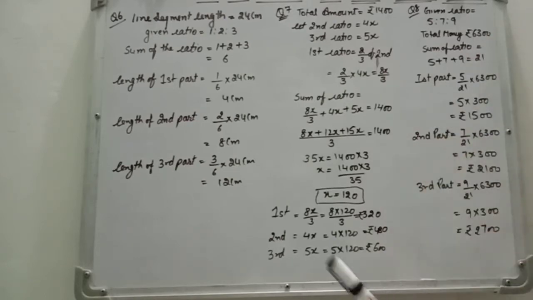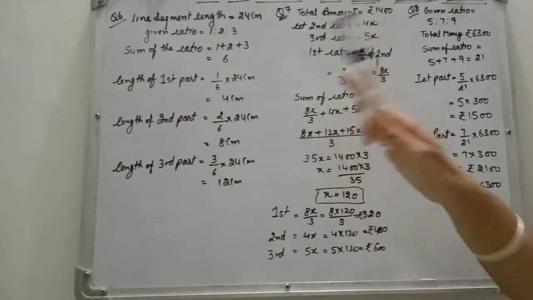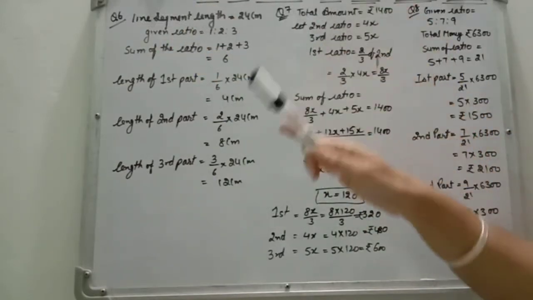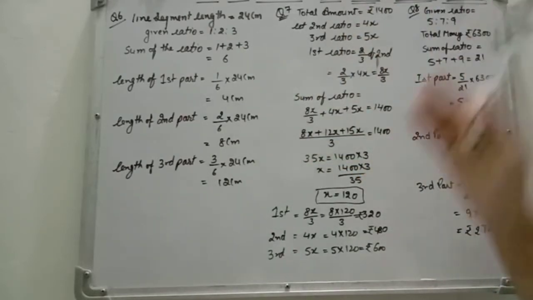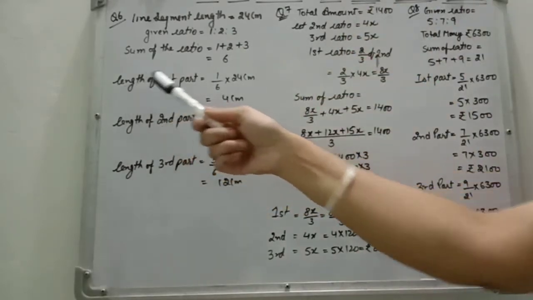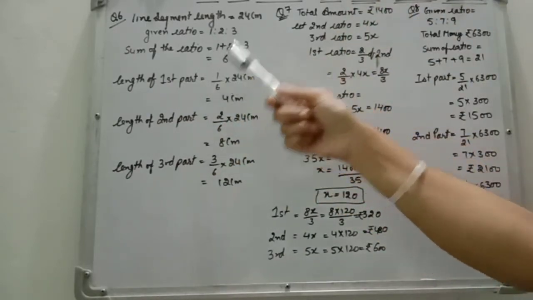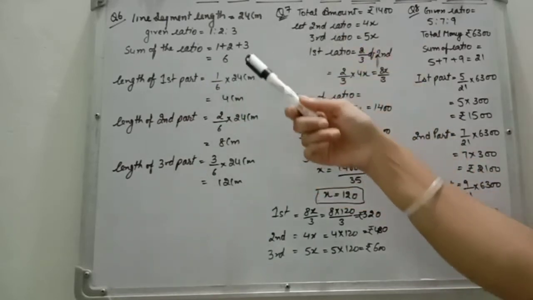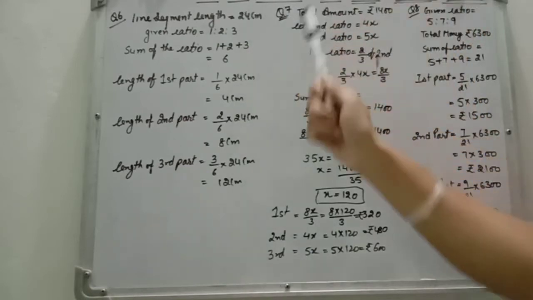In this type of question you will use one particular method. The first step is the sum of the ratio. Whatever ratio is given to you, just add it. 1 plus 2 plus 3, so we get 6. Now find the length of the first part. What is the first ratio? 1. And what is the sum of the ratio? 6. Then multiply by the length of the line, that is 24.